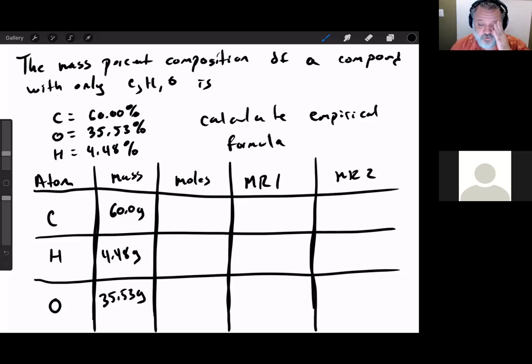So now that we've got the masses, we're going to do everything else the same. So carbon is 60.0 grams divided by 12.01. I get 4.996. Hydrogen, 4.48 divided by 1.008. I get 4.444. And 35.53 divided by oxygen, which is 16.